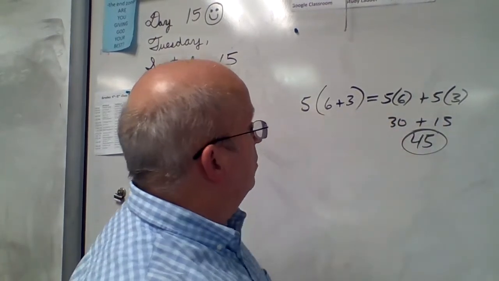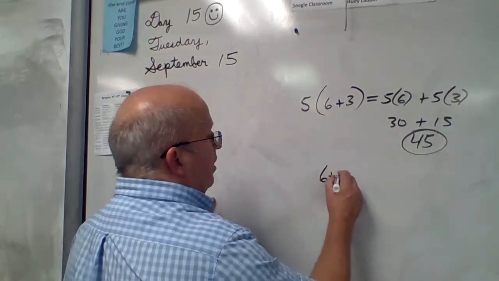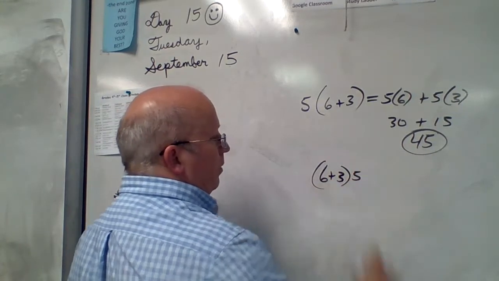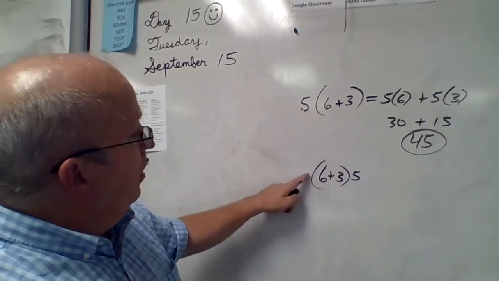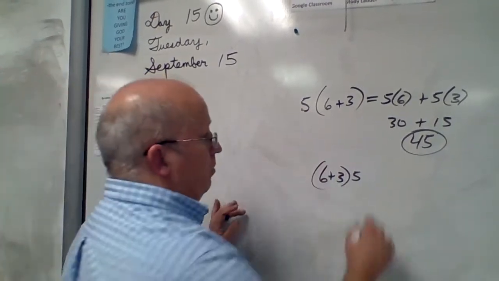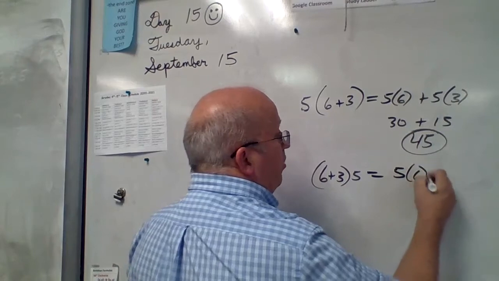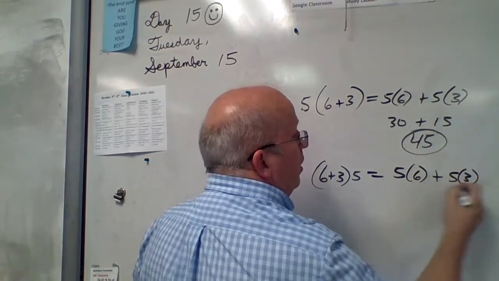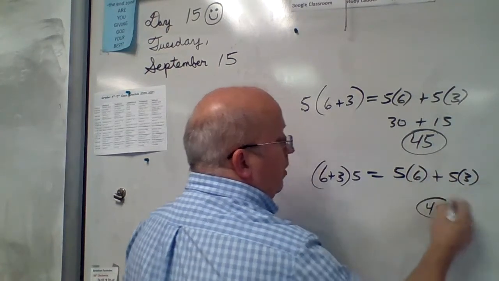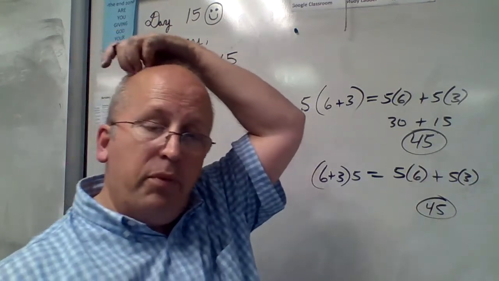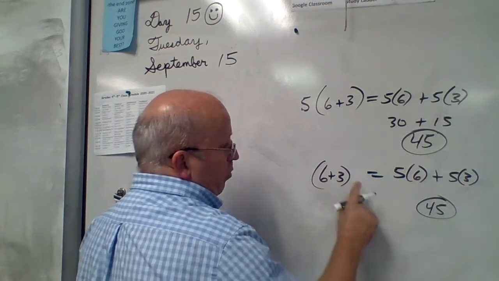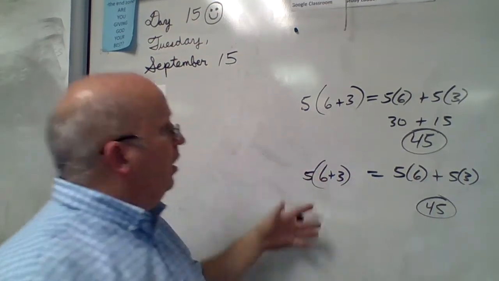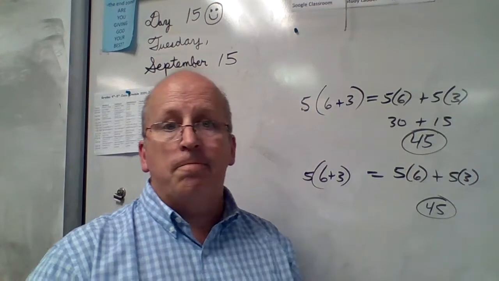Then solve. What if they wrote it like this? Would that change the problem any? No. Just because they put the 5 here instead of here, the problem is still the same. 5 times 6 plus 5 times 3, and ultimately it ends up being 45, just like before. All you really do is, if you see the number here, just erase it and put it out front here and solve it the same way you did up there.